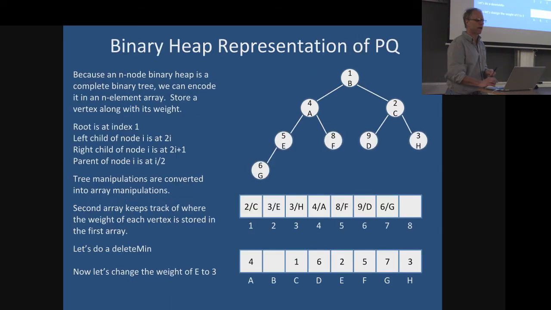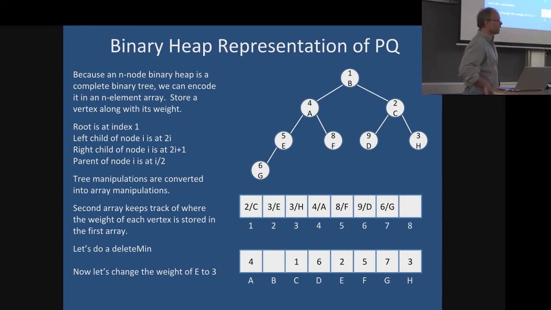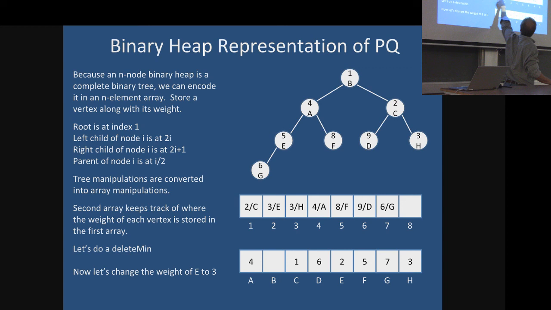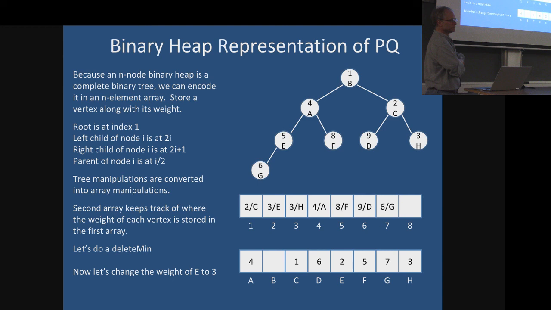So now I've annotated my tree with vertex names. We can now see that the root vertex has a weight of 1, and that's B's weight. And the next vertex has a weight of 4, and that's A's weight. So we've got the full information in there. And I claim we can take that information and store it in an array like this. How does that work? How can you encode a binary tree into an array?